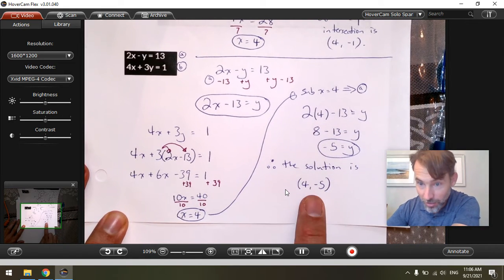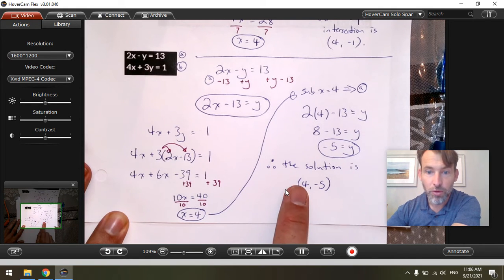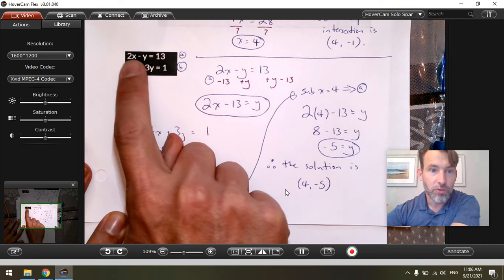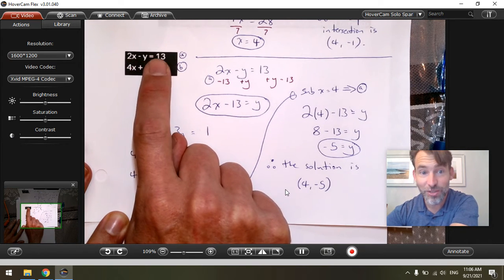But I would check this by substituting it in there and there to see if it's true. 4, negative 5. 2 times 4 is 8. Negative 5 is plus 5. 8 plus 5 is 13.